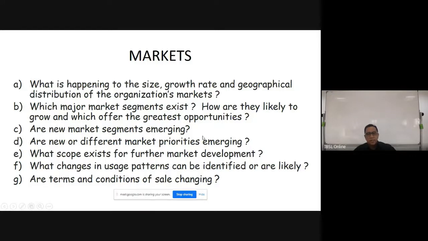If there are any new market segments emerging, are new or different market priorities emerging? What scope exists for further market development? What changes in usage patterns can be identified or are likely? Are terms and conditions of sale changing?